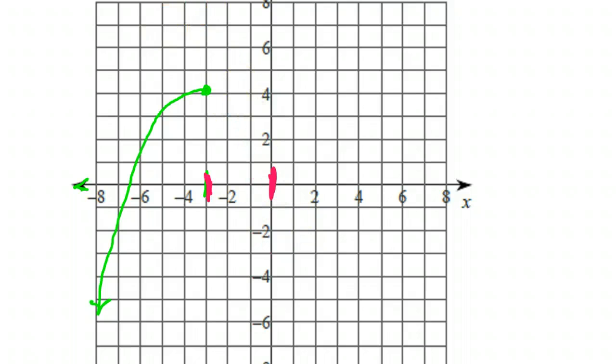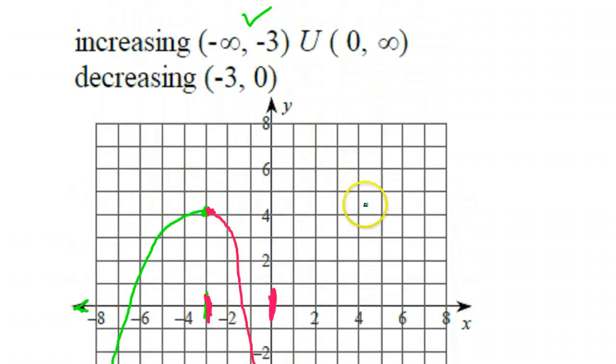Let me try that again. And again, it didn't have to hit here at -3. I just made it do that because I felt like it. Okay, so it's decreasing from here to here now, from -3 to 0. And then it's supposed to be increasing, so check, I did that. Now it's supposed to be increasing from 0 to infinity.